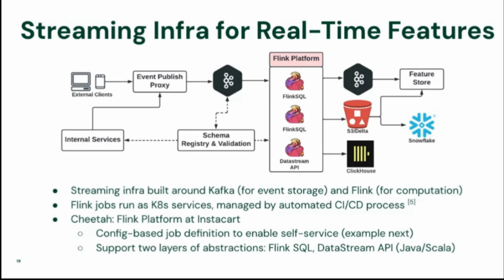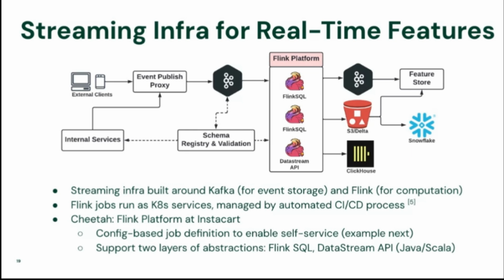And we named the Flink platform Cheetah, and you might have heard of it in some of our blog posts. There are many aspects of this. What I want to highlight in this talk is that it incorporates a config-based job definition to enable self-serve, and also supports two layers of abstraction to define the transformation logic, namely Flink SQL and the DataStream API from Flink. And of course, we won't have time to go through all the details of this streaming infrastructure in this talk.